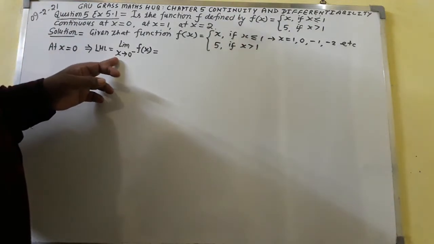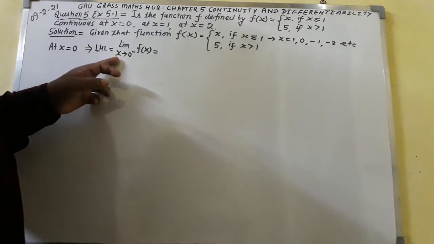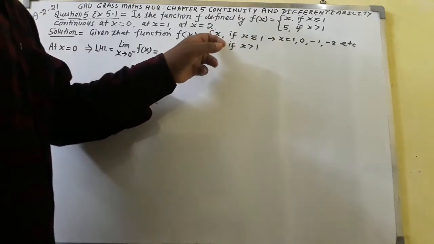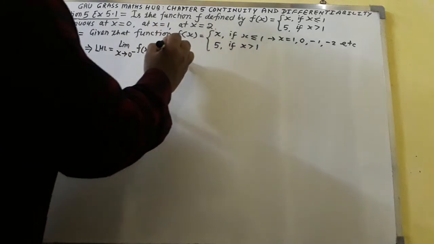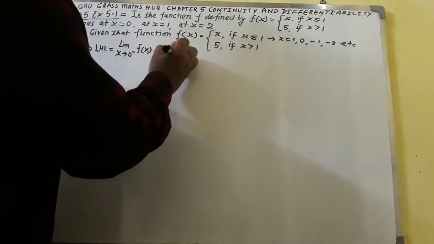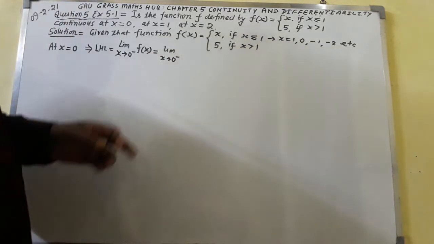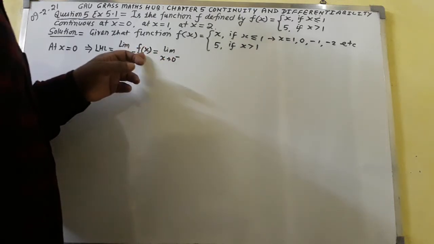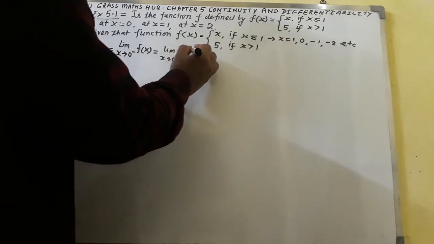So here you can see, x tends to 0 negative means the value of x must be less than 0, less than 0 means like -1. So this function I have to choose. The function will be f of x equal to x. So here I can write very well, limit x tends to 0 negative, and for x tending to 0 negative, f of x will be x. So here write x. You can write in bracket also.